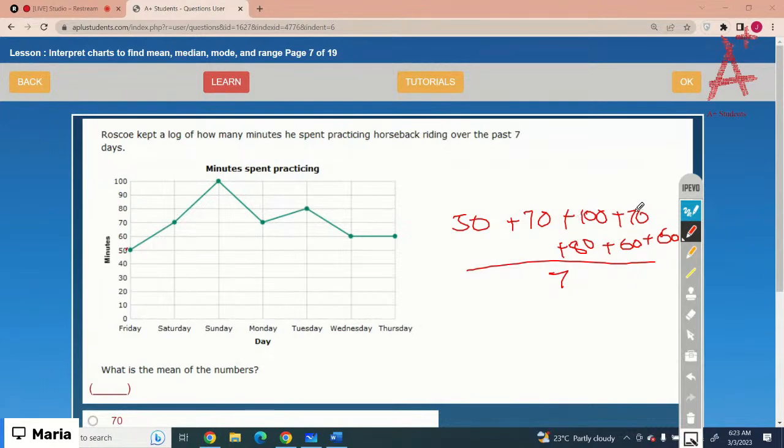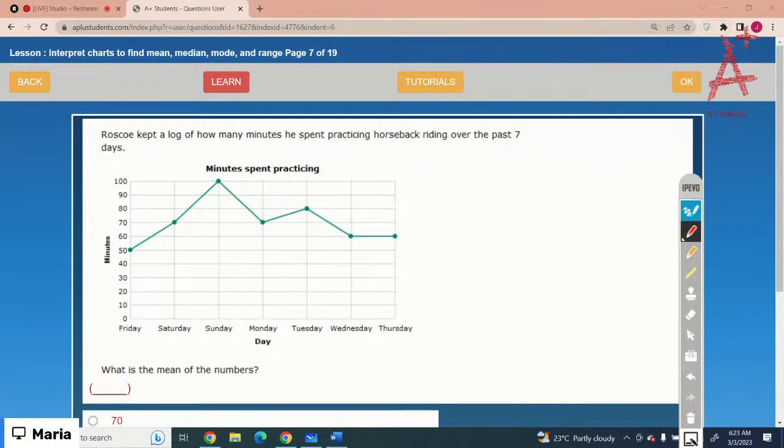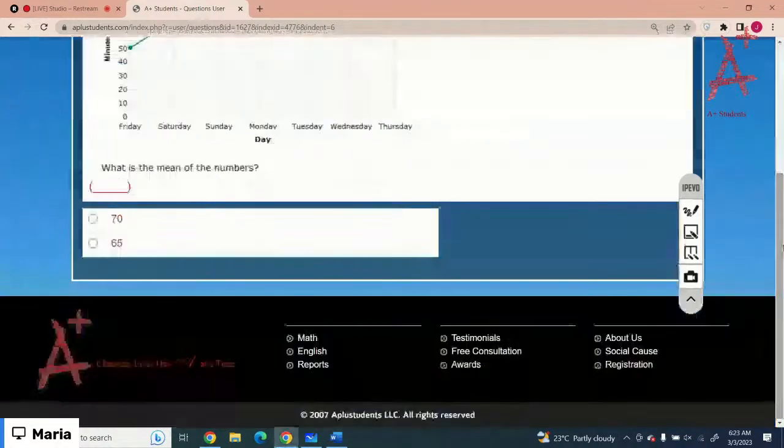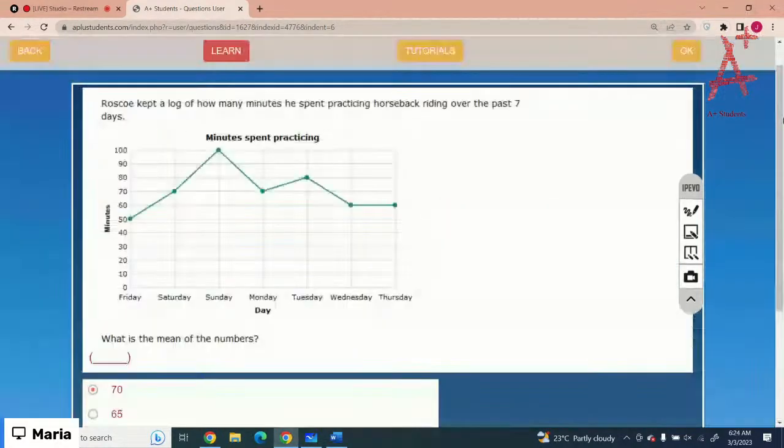12 and 8, 20, 27, and 27 plus 7 is 34, 39. So it is 490 divided by 7. Got it? So that equals 70. That means the mean of the data is 70. Got it? The mean of the data is 70.